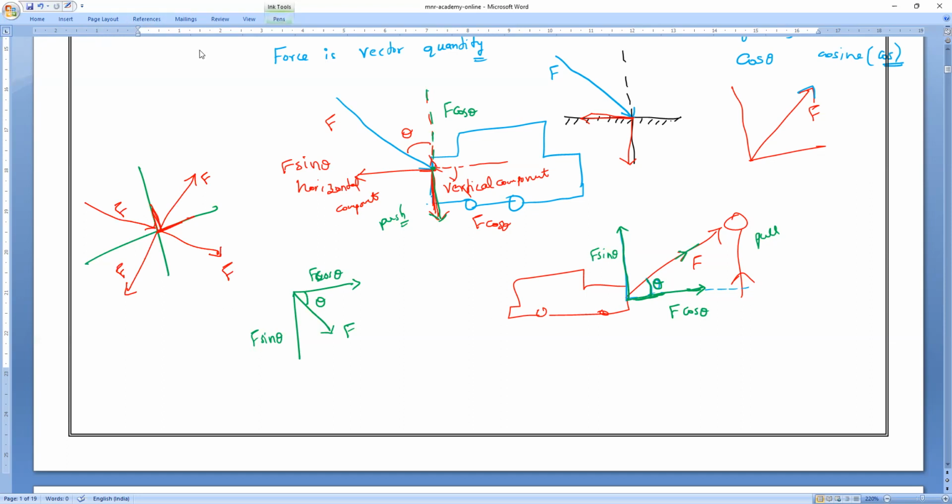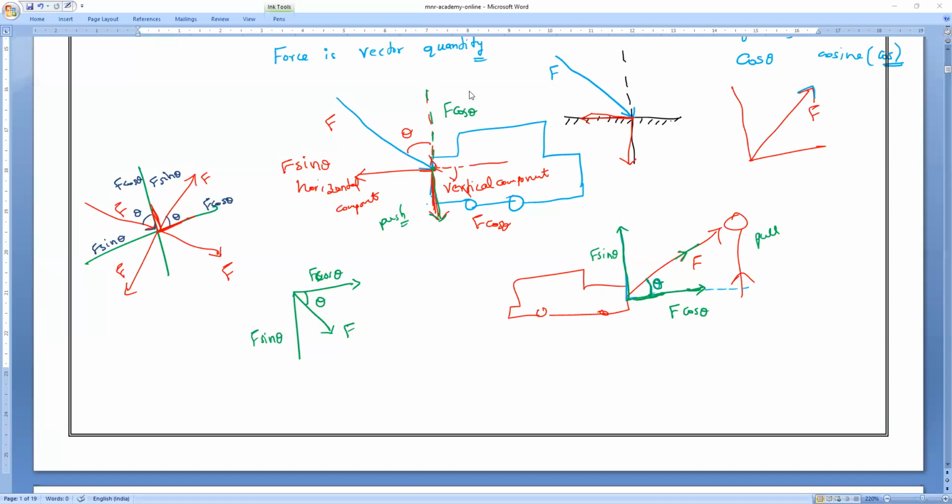Wherever theta is coming, for example, here theta comes, then this is F cos theta and this will become F sin theta. For example, now here the theta comes. Now this will become F cos theta and this will become what? F sin theta. Understanding?